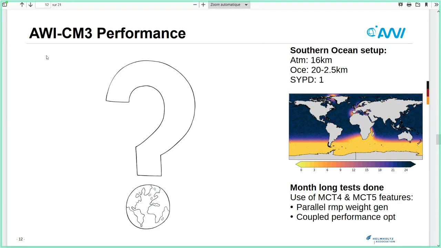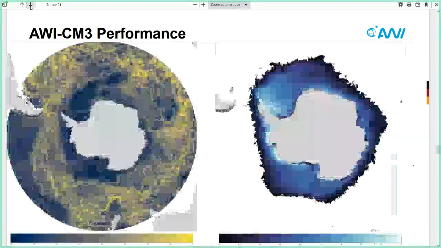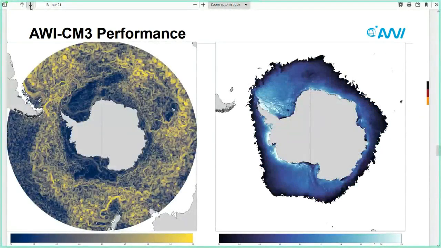Okay, so I don't have a performance chart for this, but this is the sort of research you can do with this, and because we don't have really hard numbers for you yet, I can only do what all the people doing really high resolution simulations do in that case, which is to show pretty pictures.